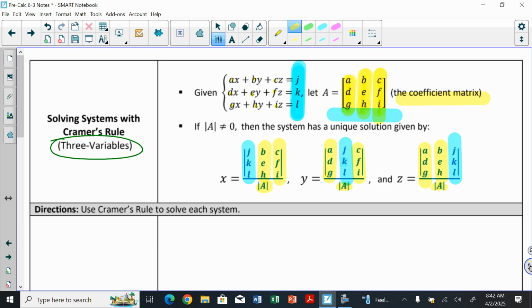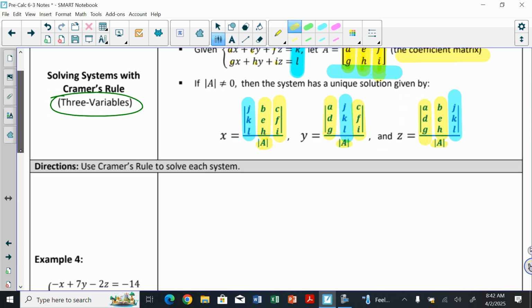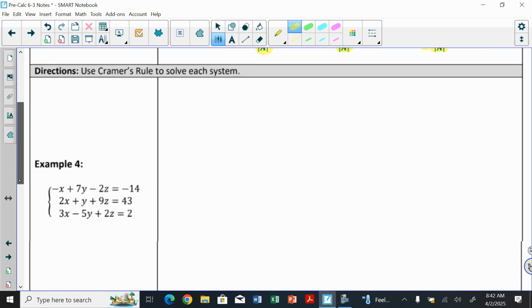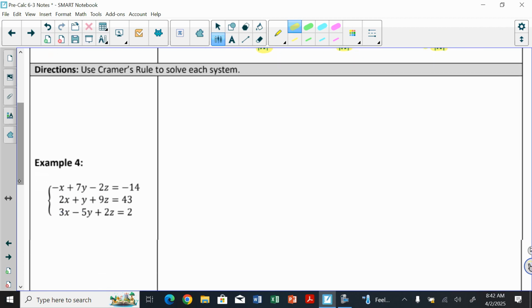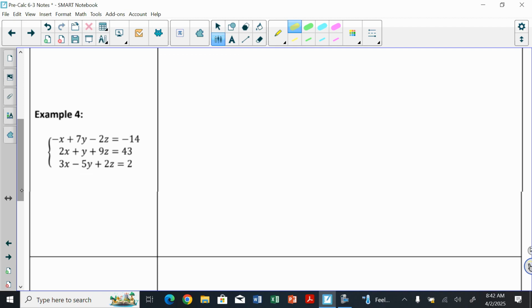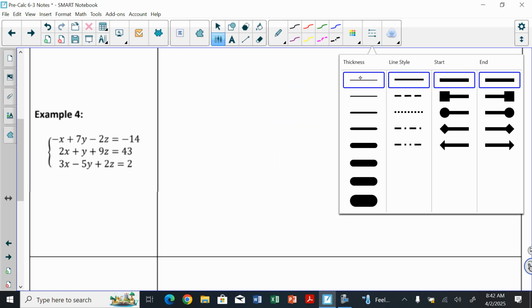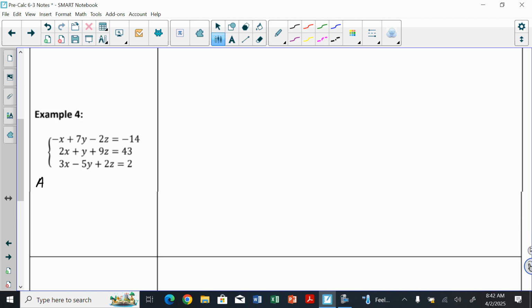Okay, so let's do an example and see how it goes. It takes a little bit of time to do these ones because you're going to have to find the determinant of all these other ones. So let's first start. I'm going to do some work in here in example 4 with finding the determinant here of A, our coefficient matrix.